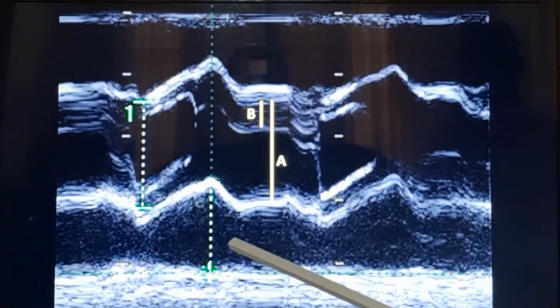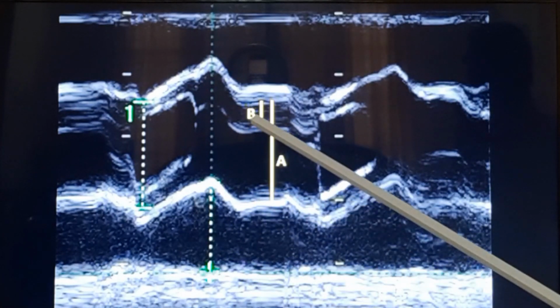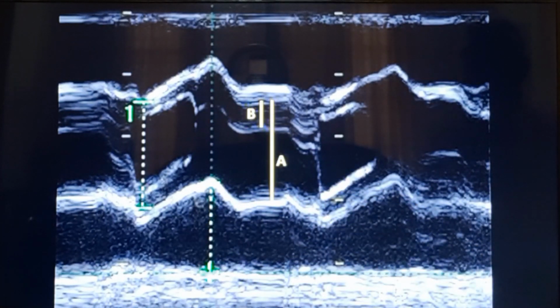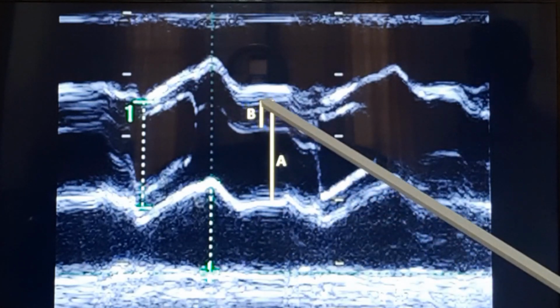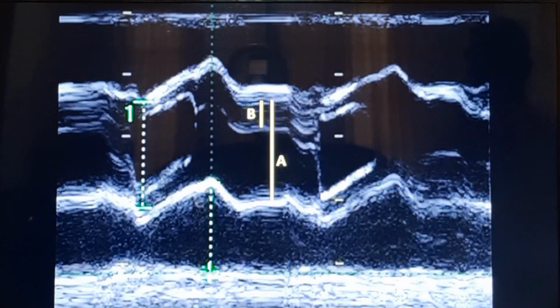So if it is central closure, both will be equal. So it will be 1, or a maximum of up to 1.25 is the normal range. 1 to 1.25 is the normal range for the eccentricity index. But in case of bicuspid aortic valve, it may be around 2.5, and it may vary up to even 5 in very eccentric cases. So that is known as the eccentricity index.